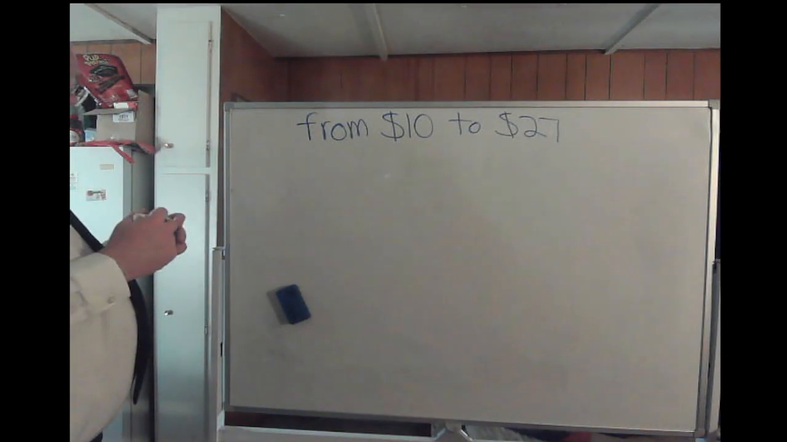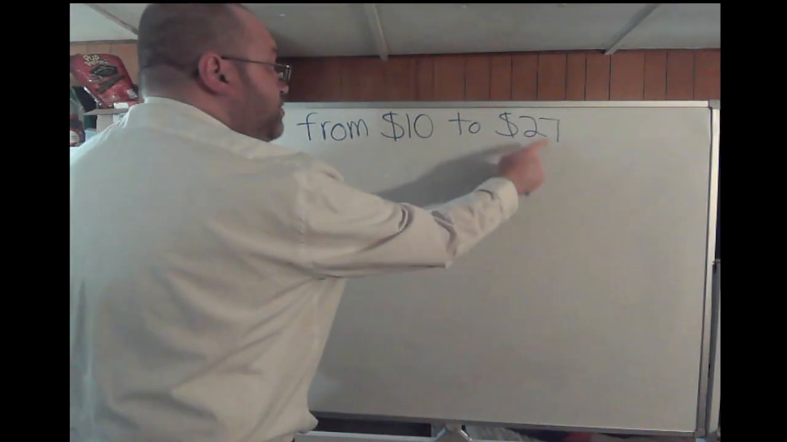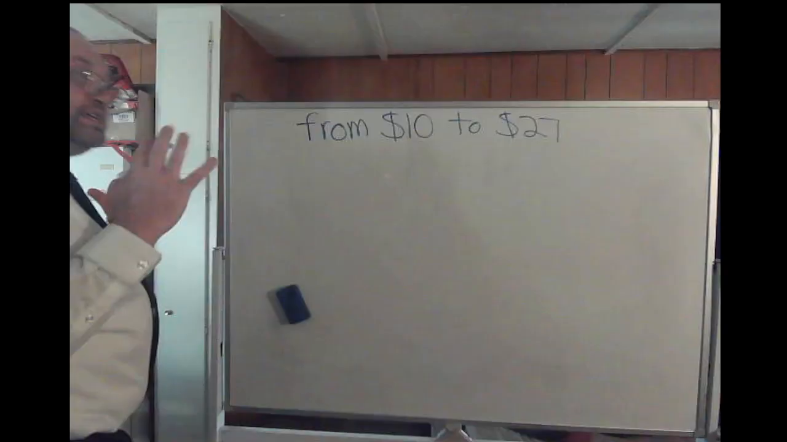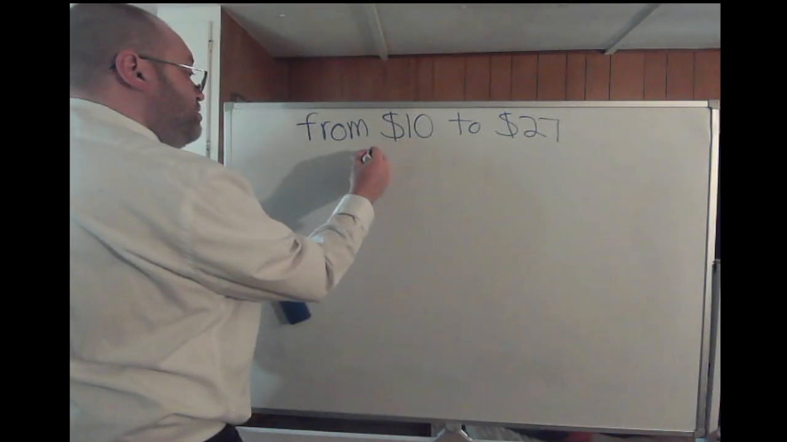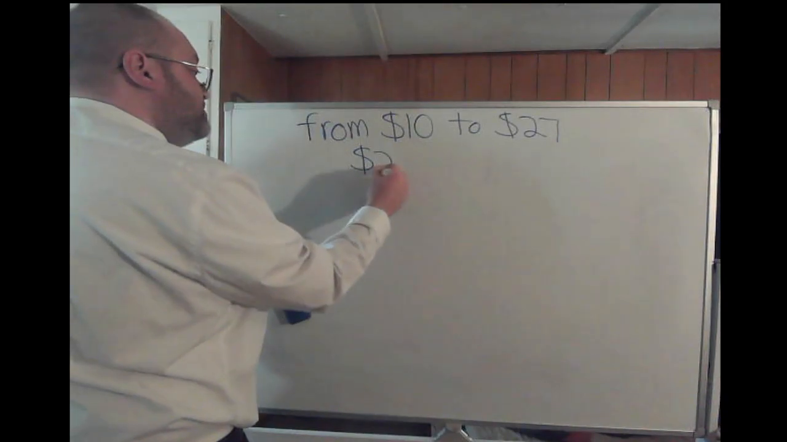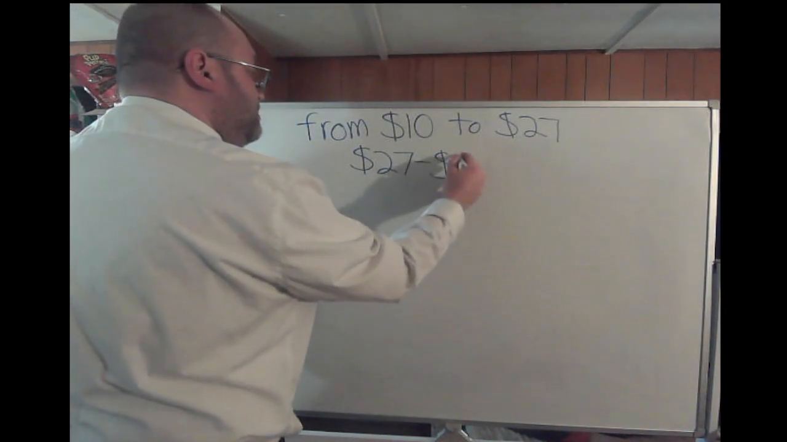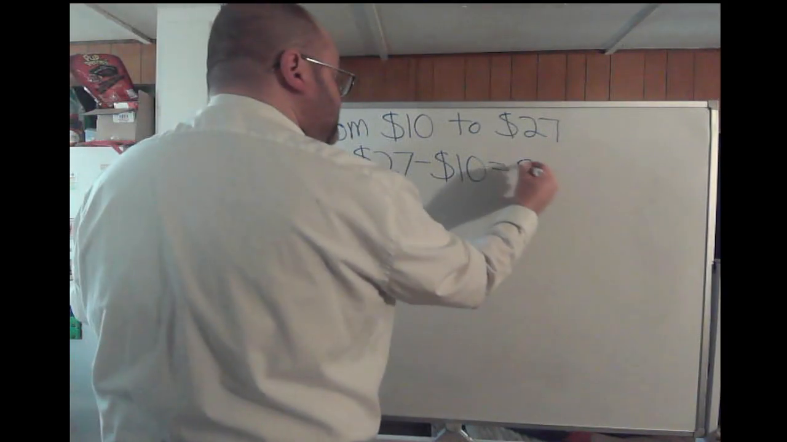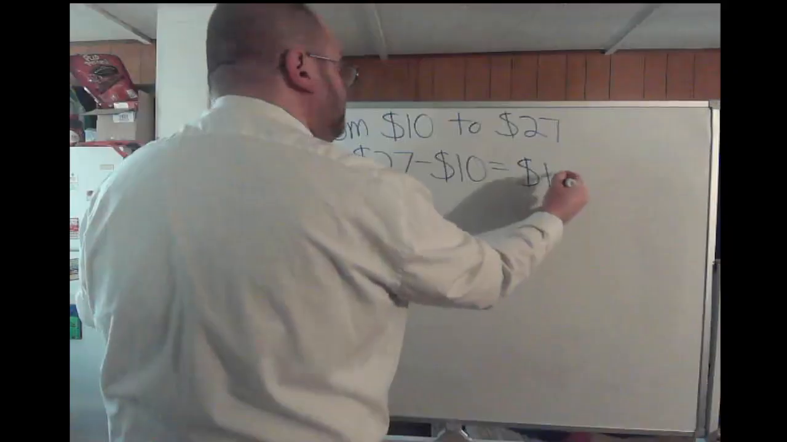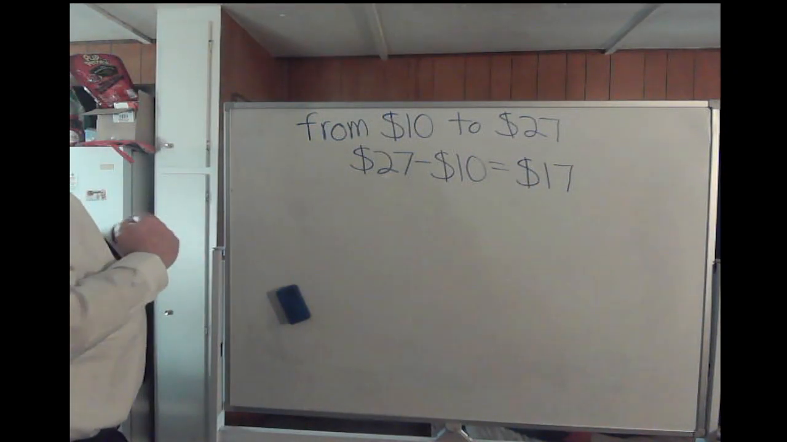Well, once again, since we can clearly see it's an increase, because you're starting with 10 and going up to 27, you would take the new amount, the $27, minus the original $10. Your change in dollars, 27 minus 10, is $17. So yes, you would get a change of $17.